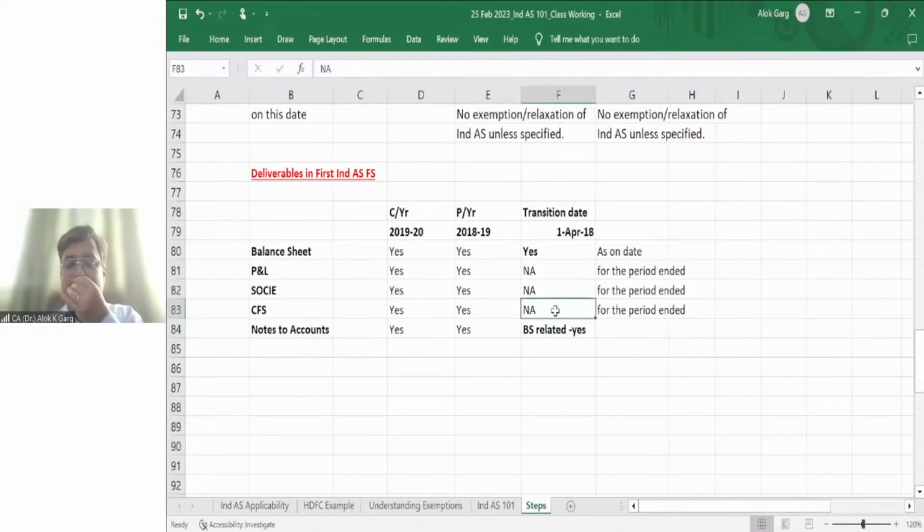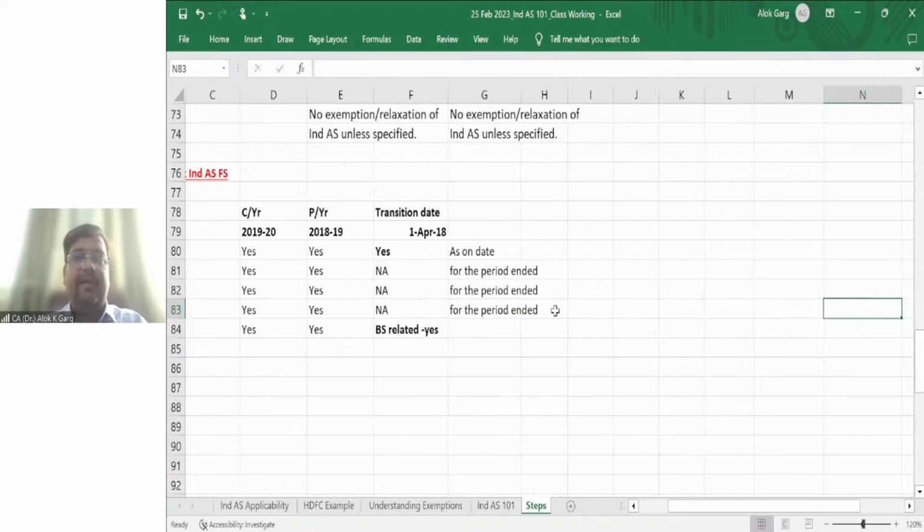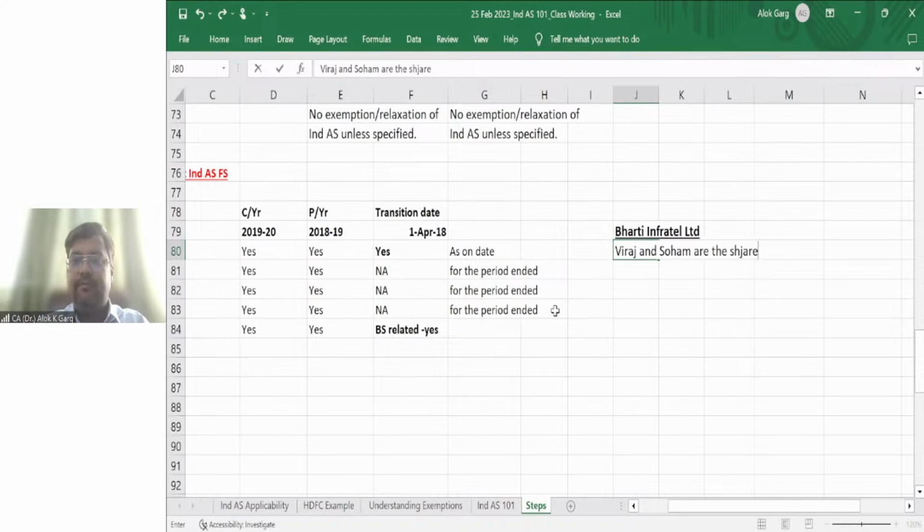Friends, I'll give you a practical example here. Let's say Viraj and Soham are the shareholders of Bharti Infratel Limited. This is a company, Bharti Infratel Limited. Viraj is an engineer and Soham is a doctor. They are all non-commerce persons, and they are the shareholders of Bharti Infratel since the beginning, since it got listed.